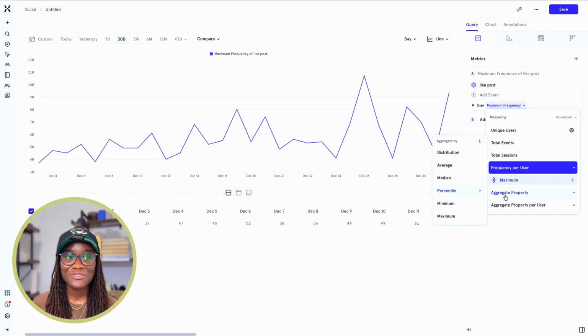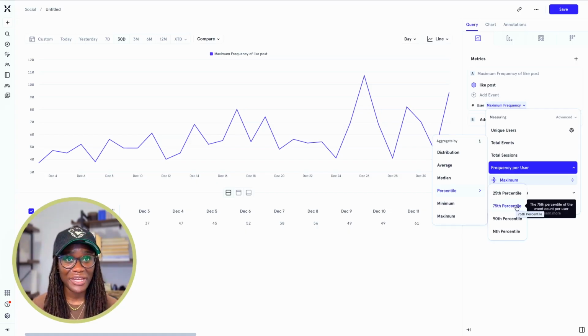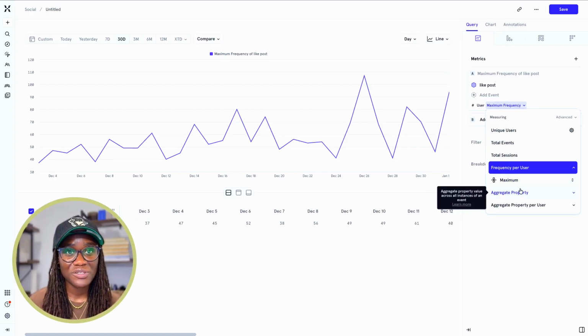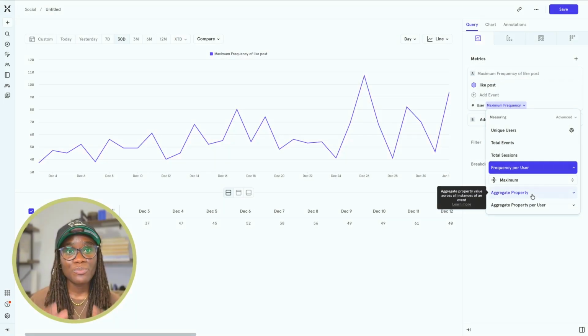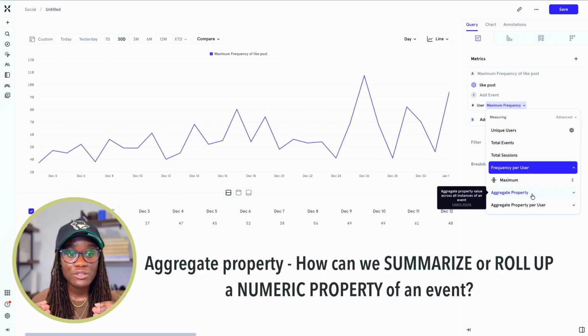The percentile is also a very good way to understand the distribution and the spread of how an event is carried out among your users. The next way to measure that we're going to be talking about is aggregate property. An aggregate property helps you to summarize or roll up a numeric property across your event.